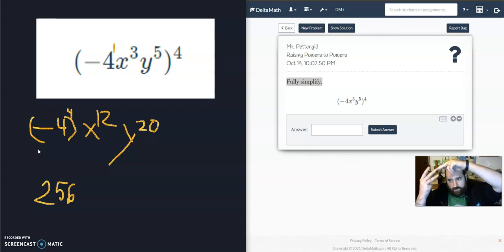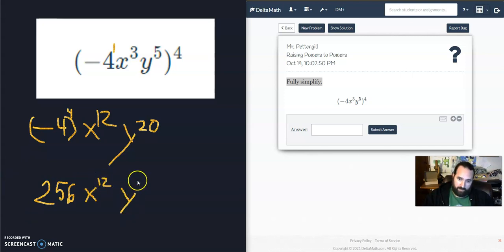And then I toss in that fourth negative. So it was negative after the third negative. The fourth negative is going to make it positive again. So it's actually going to be a positive 256 with an x to the 12th and a y to the 20th. If I am interpreting Deltamath wrong, I may get marked wrong and have the whole problem blow up in my face.